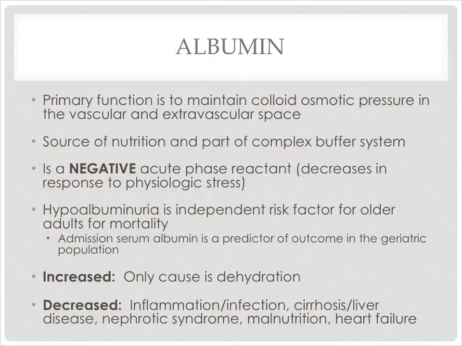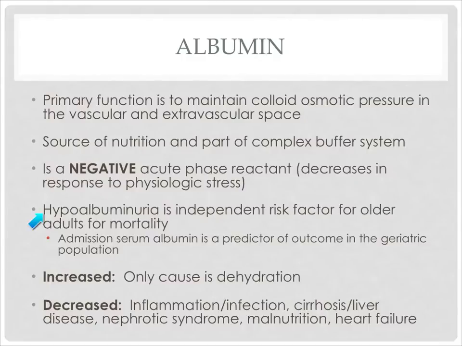This is albumin. This is not part of the complete metabolic profile, so this is a test that you would need to order separately. Its primary function is to maintain osmotic pressure in the vascular and extravascular space. It is a source of nutrition and part of the complex buffer system. Now, an interesting point here is that this is a negative acute phase reactant. And I know that a lot of the labs that we've discussed so far are acute phase reactants, meaning that they'll be elevated when there's stress on the body. However, albumin will actually decrease when there's stress on the body.